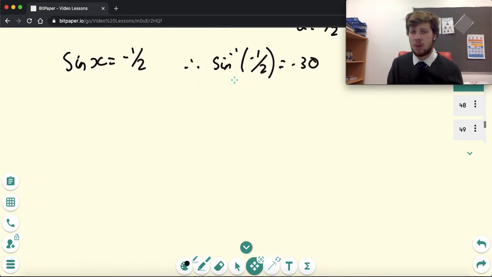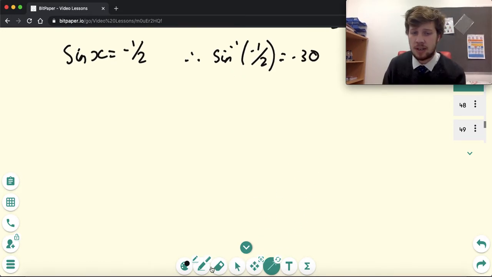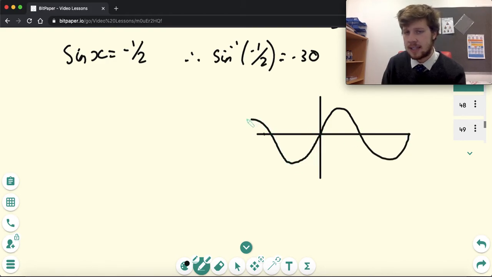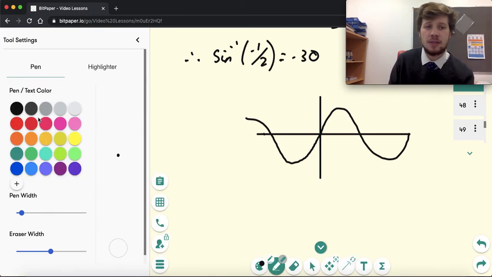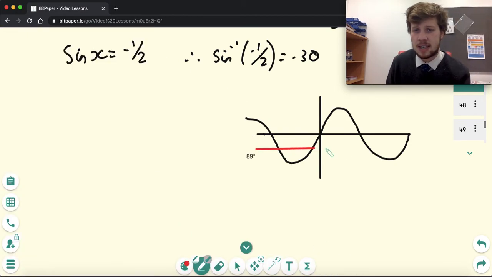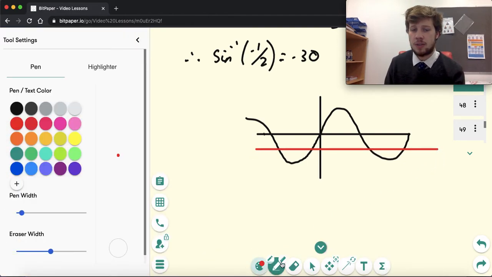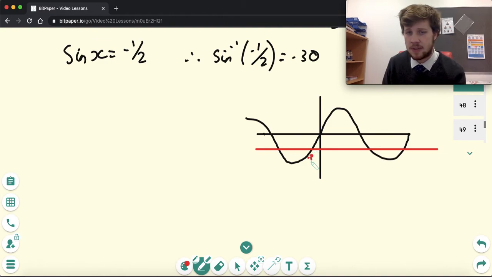So what I'm going to do is plot a quick sketch of what my sine graph would look like. So if I have some form of axes here, my sine goes through the origin, so it should look like this. But it also has negative answers. I'm looking for my answer of sine equals negative a half, which is going to be something like down here. So the actual value my calculator has told me is this value here of negative 30. I just need to think about some symmetries here to work out my other values.